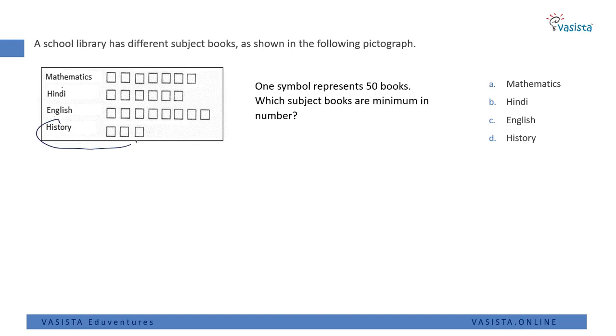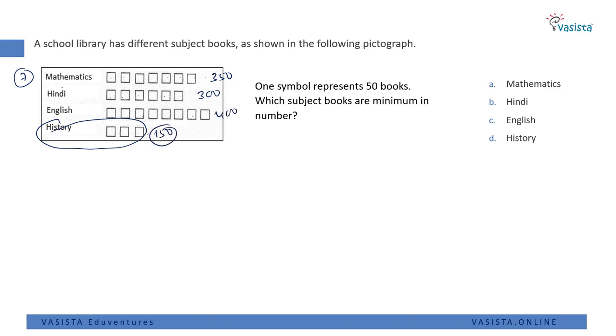It's a very simple one, history, because here each symbol represents 50. This is 1, 2, 3, 4, 5, 6, 7. 7 is there. That is mathematics, 7 into 50, that is 350 books. Here 1, 2, 3, 4, 5, 6, 6 into 50, 300. This is 1, 2, 3, 4, 5, 6, 7, 8, 8 into 50, 400. So this is going to be 3 into 50, 150.